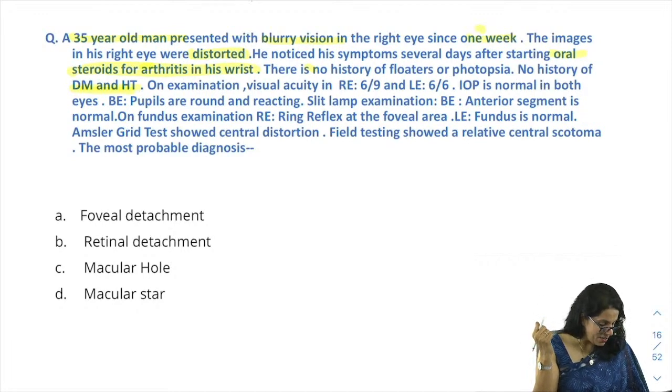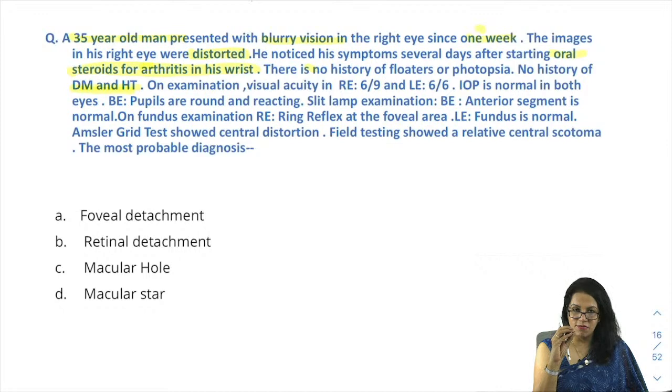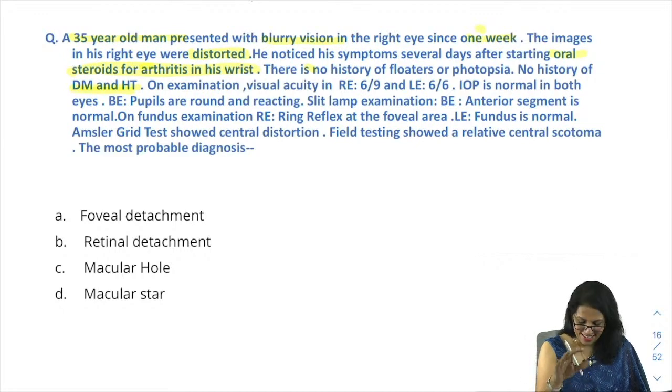Right? Again, you all are answering wrong. Reconsider what you are answering. Let me confess, I've deliberately taken very smart questions. I've twisted the questions and the options, so you all are getting trapped in it, but it's very simple. I wanted to do this to expose you, so that nothing more than this comes up. Okay. So anyway, steroids for arthritis in his wrist. Done? No history of floaters, photopsia, no history of DM.